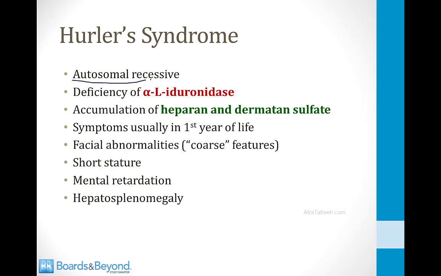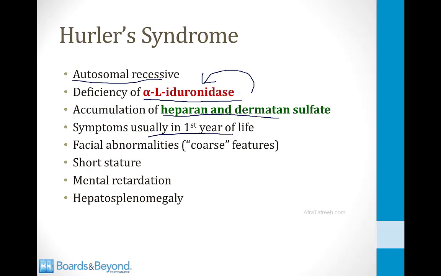Hurler syndrome is an autosomal recessive condition, just like most of the lysosomal storage disorders, and it results from deficiency of the enzyme alpha L iduronidase. And remember that iduronate is an important component of heparan and dermatan sulfate, so therefore, when you lack the enzyme iduronidase, you cannot metabolize heparan and dermatan sulfate appropriately. Children born with this condition typically develop symptoms in their first year of life.